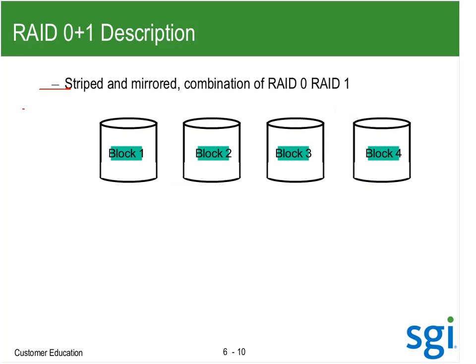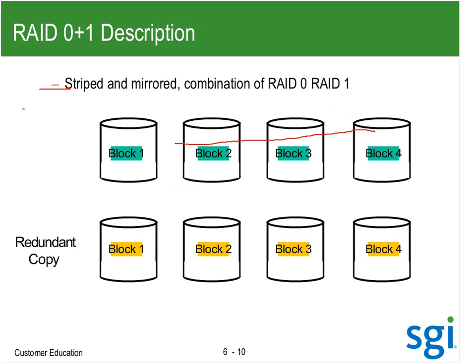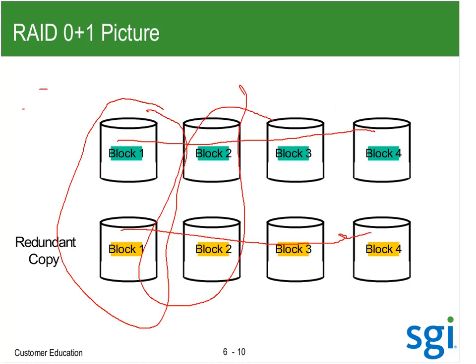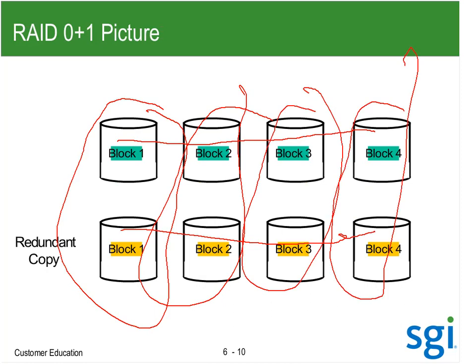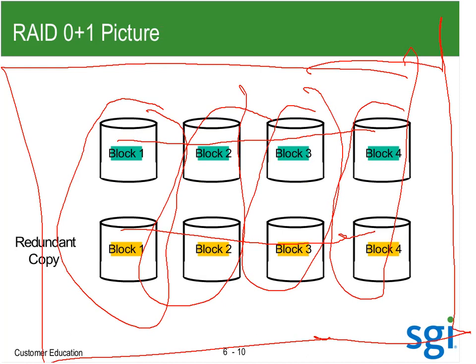So here's just a RAID 01. We're striping across 4 drives, and we have a redundant copy of it. Again, I would build these. I would build that, build that, build that, build that, and then stripe them together. Build the 4 mirror objects and then put them together as a stripe.